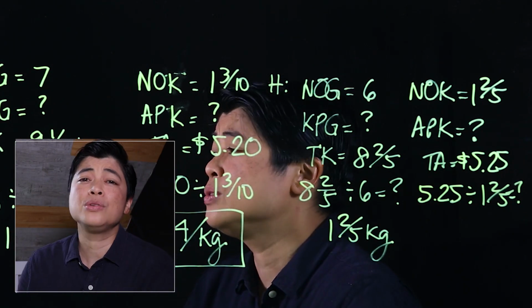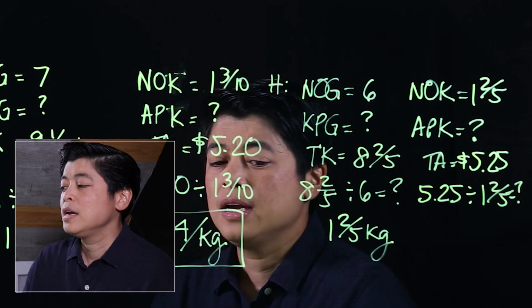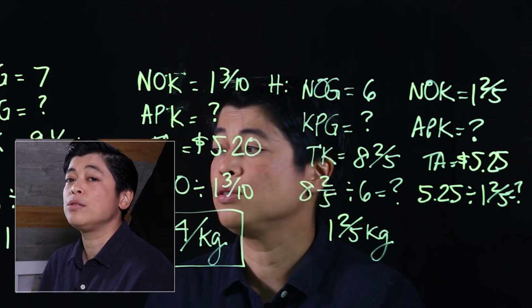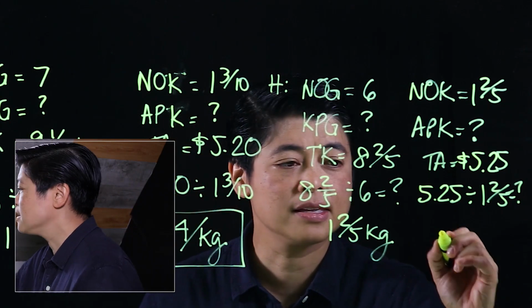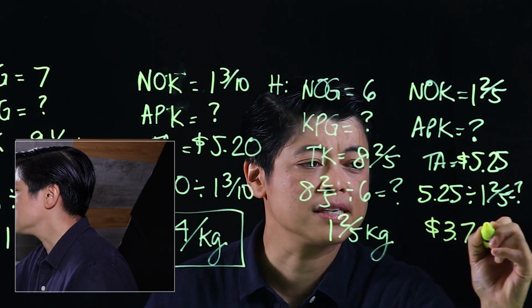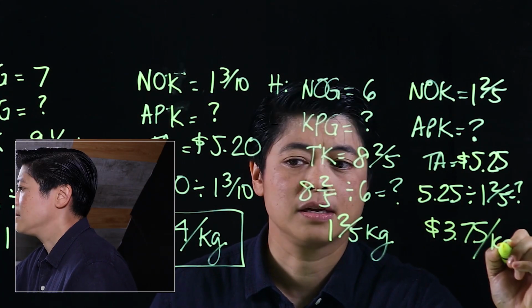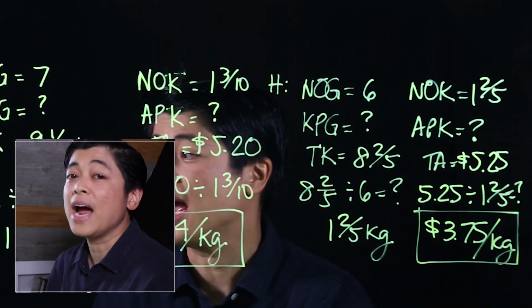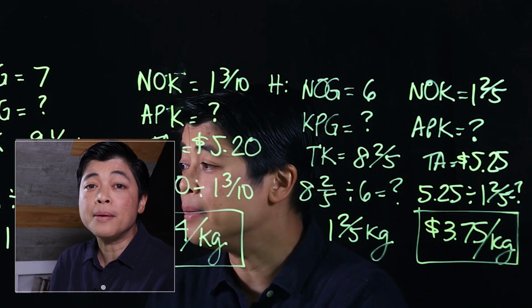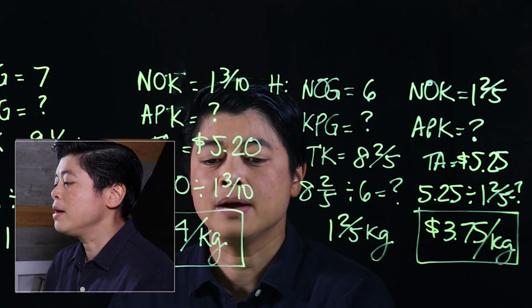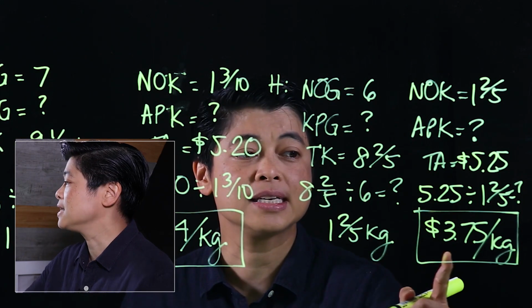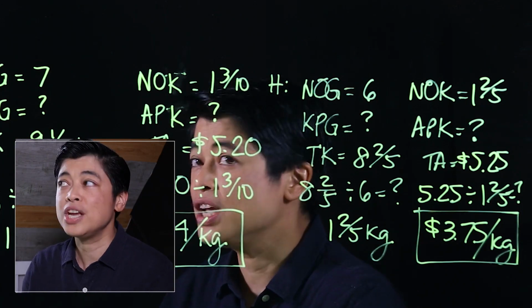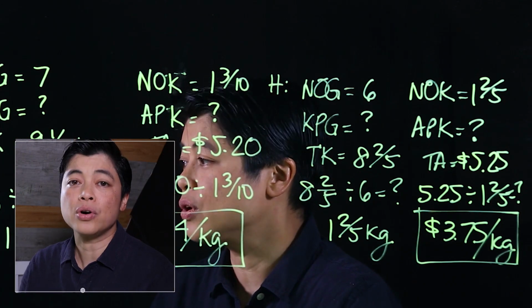So again, using the calculator, if you plug in 5.25 divided by 1 2/5, we should get $3.75 per kilogram. Which means when we compare and we're asked who to buy from, the person to buy from is Hassan, because Hassan's cost per kilogram is cheaper than Kasim's cost per kilogram.